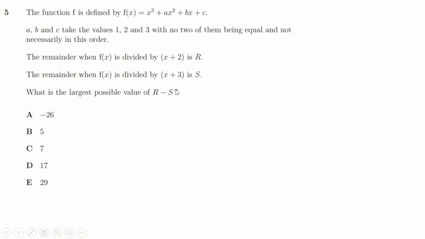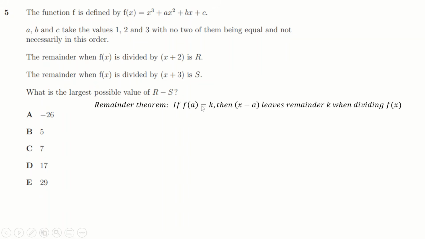Question number 5. Okay, so a bit of a remainder theorem here. I've done this, I think, on every single TMUA paper, so you need to know the remainder theorem. If f of a is equal to k, then x minus a leaves remainder of k when dividing. So the fact that this has been divided by that and left remainder r means that f of minus 2, because to make this match you'd need a as minus 2, because x minus minus 2 is plus 2.